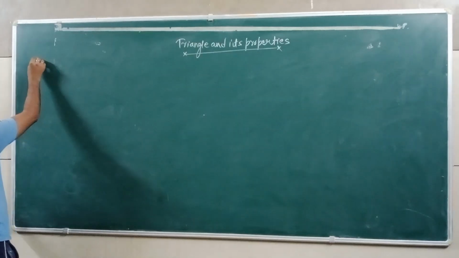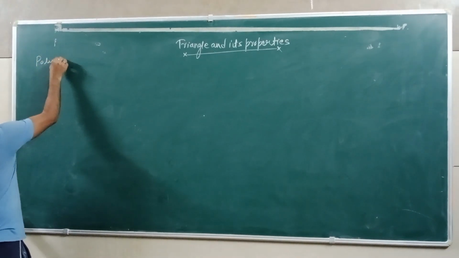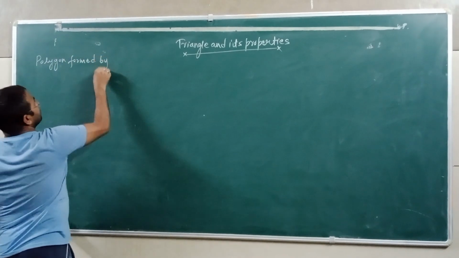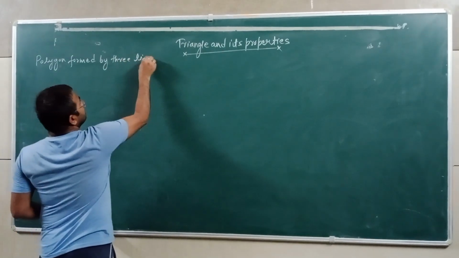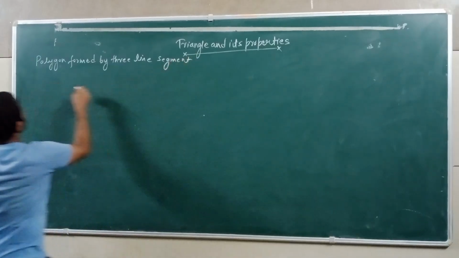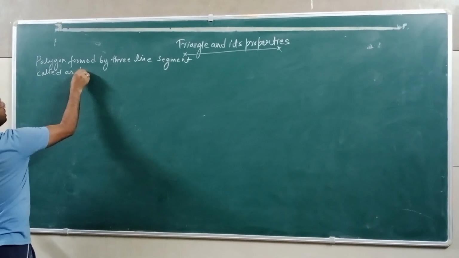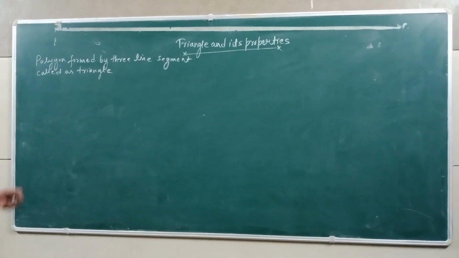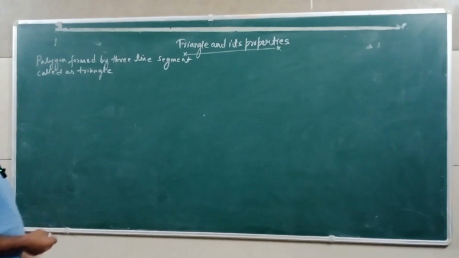So a triangle is generally defined as a polygon formed by three line segments. So see here, what is a triangle? A triangle is a polygon formed by three line segments.